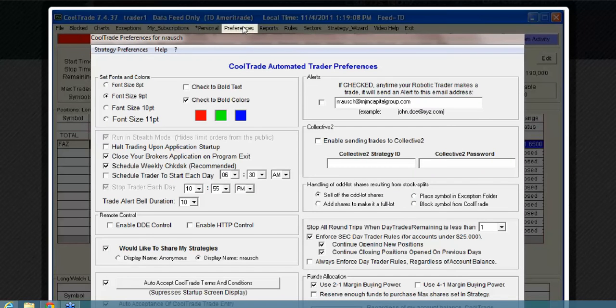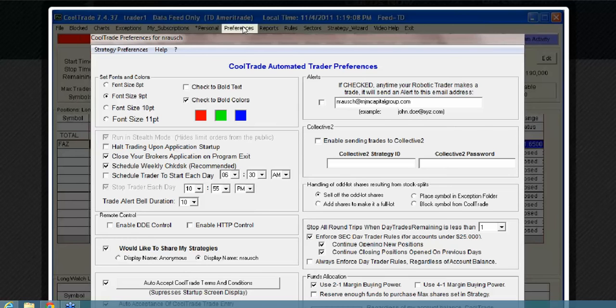My preferences, so this screen right here is going to allow you to do a few things. You're going to have the ability to change the font size, change the colors a little bit. You're going to have the ability to auto-accept CoolTrade terms and conditions. There's a box there if you want to check it. It'll send you an email every time the automated trader executes a trade.